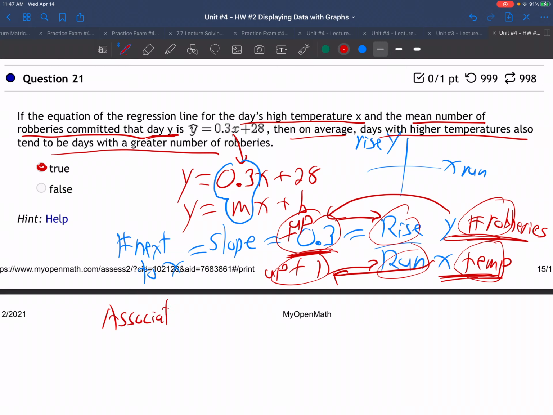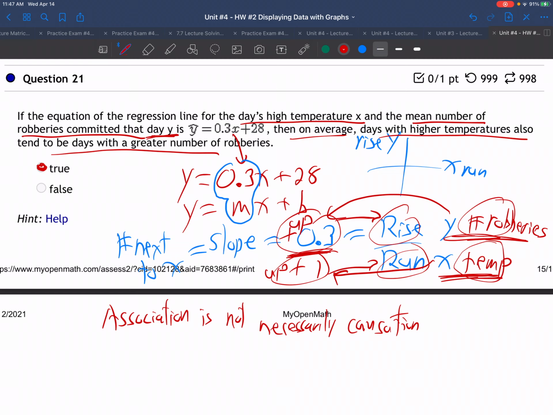Association is not necessarily causation. So in other words, why would higher temperatures mean more robberies? Well, when it's freezing cold outside, people don't go outside as much, and so they don't tend to rob things as much either. It's not that the higher temperatures are causing people, it's hot, I got to do a robbery. That's not what's going on here.